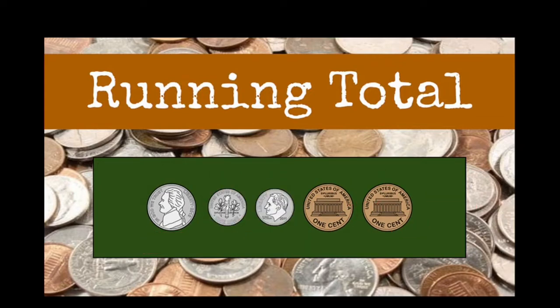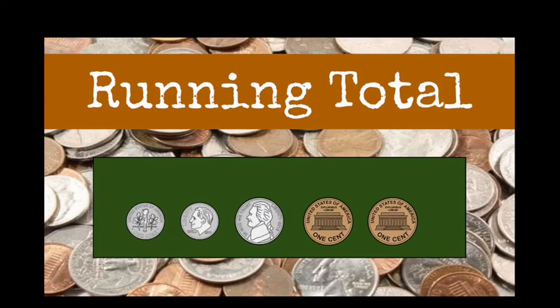Now, what if we come across something like this where we have a nickel, 2 dimes, 2 pennies? This isn't in order. So if we came across a group of coins like this, the first thing that we would want to do is to put them in order from greatest value to least value. So dimes are worth more, then nickels, then pennies.